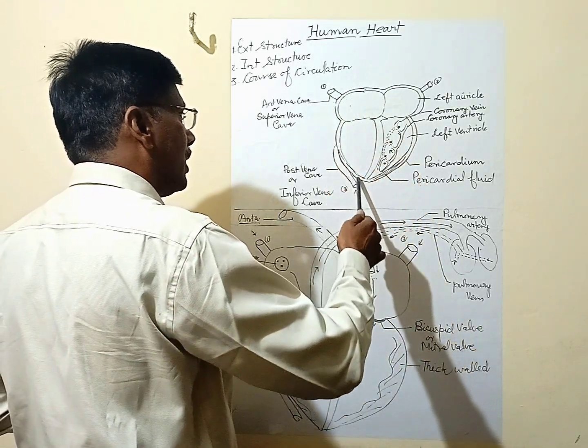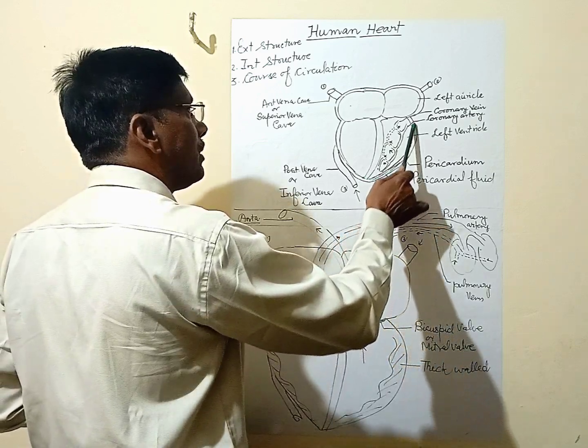The heart is covered externally by a membrane. It is known as the pericardium.